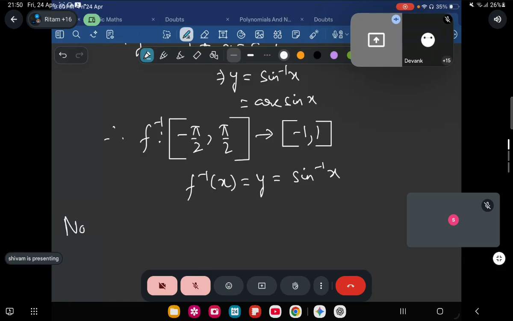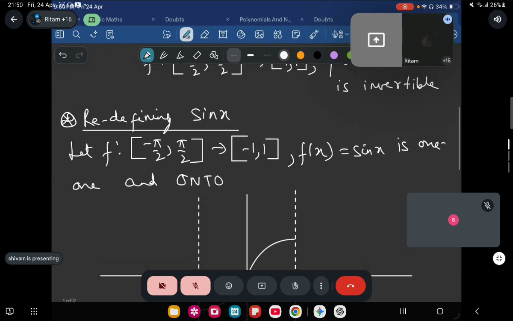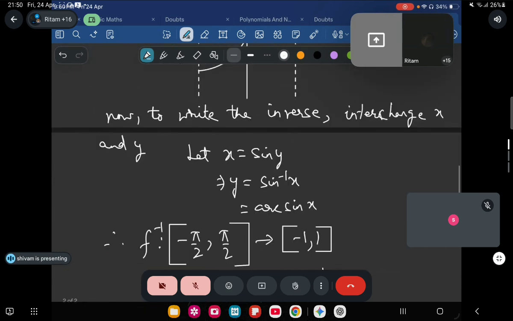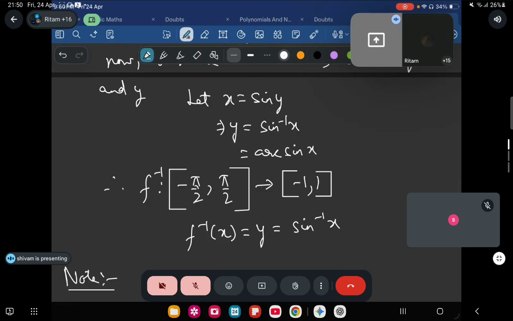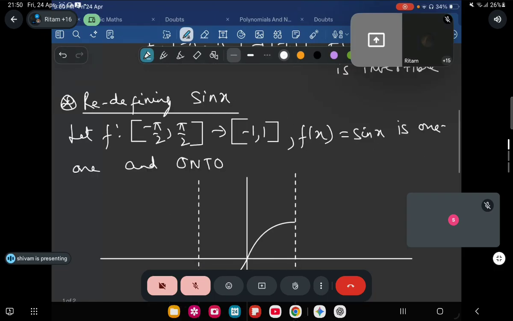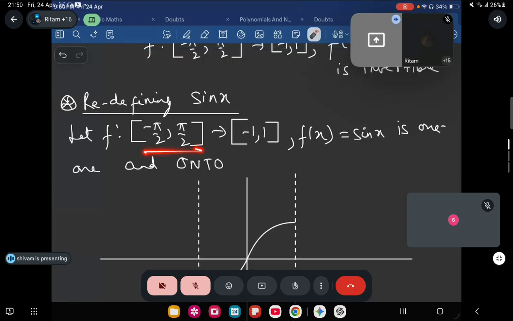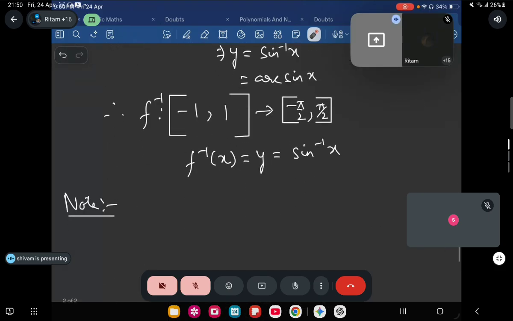Note, why will f inverse x be mapped from minus pi by 2 to pi by 2 to minus 1 to 1? Wait a minute. Oh no, from minus 1 to 1 to minus pi by 2 to pi by 2. Sorry, I wrote the opposite. Because if f is mapped from minus pi by 2 to pi by 2 to minus 1 to 1, f inverse will be mapped from minus 1 to 1 to minus pi by 2 to pi by 2.